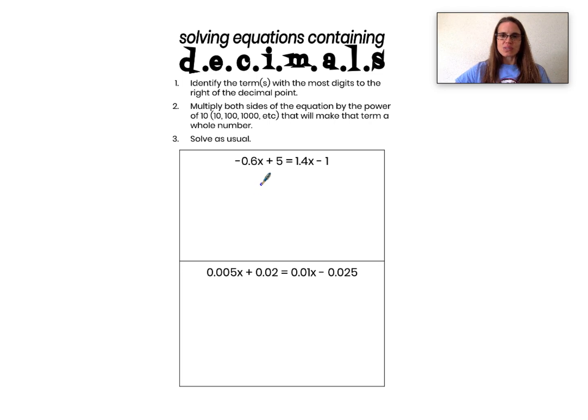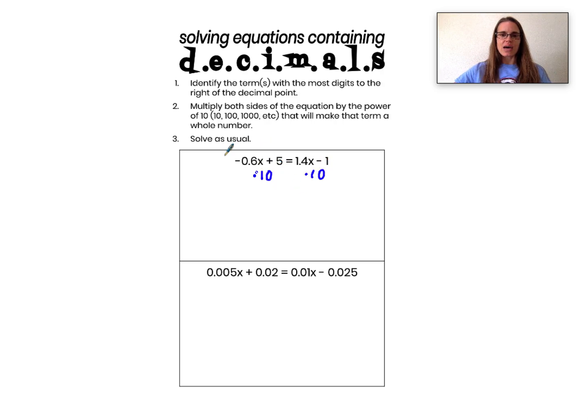Let's look at the terms with decimals. So we have negative 6/10 x as well as 1 4/10 x. So both of those terms have one digit to the right of the decimal. That means since we're going to the tenths place, we're going to multiply both the left and the right-hand side by 10.